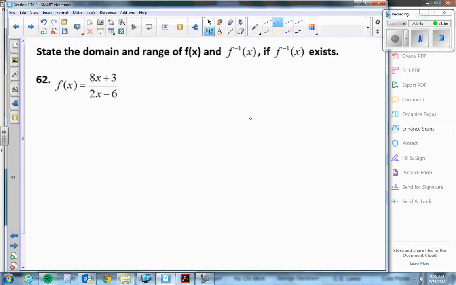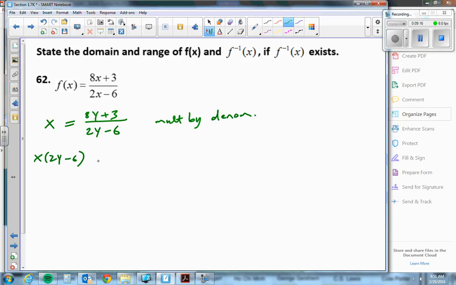This one, on the other hand, ones that look like this, they will have an inverse function. So let's get through it. Define the inverse. It was y equals, now it becomes x equals. And that becomes 8y plus 3 over 2y minus 6. First step, I'm going to multiply by the denominator on both sides. So I multiply by 2y minus 6 on both sides. So the left side gains it as a factor, the right side loses its denominator.